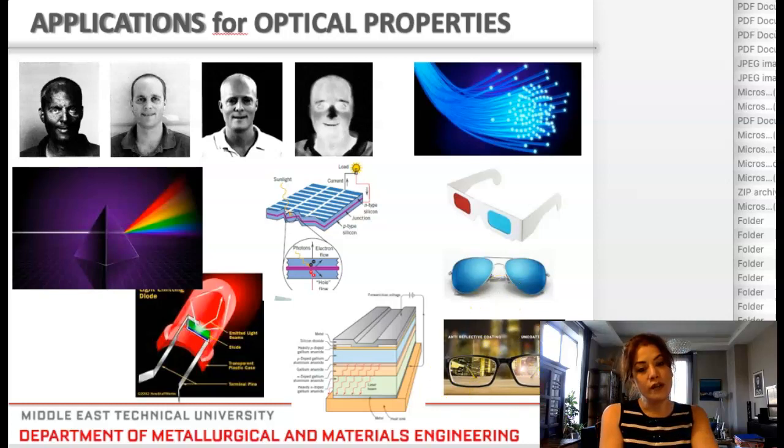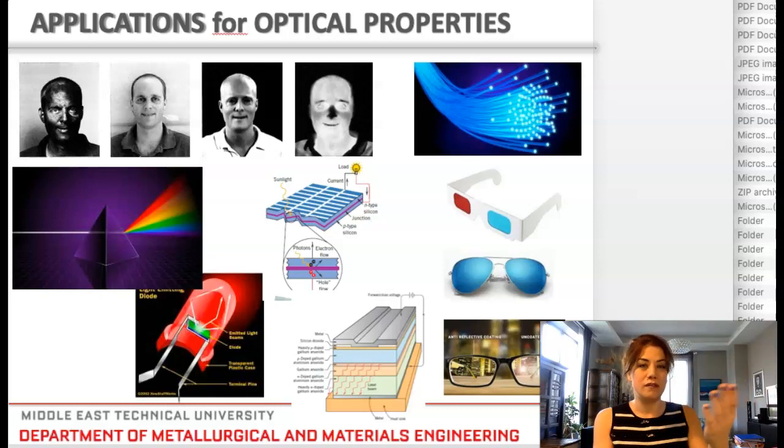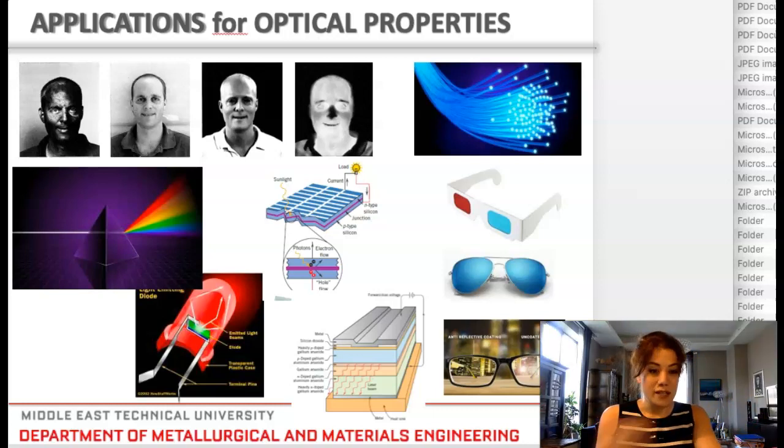Or if you're wearing regular glasses, to reduce the amount of reflection of light from the glasses so that your eyes can be seen through. Otherwise, the more you turn your head, you reflect the light that's coming, and in the end that might affect other people not seeing your eyes behind the glasses, right? So those anti-reflective coatings are a light matter interaction. That is an optical property as well.